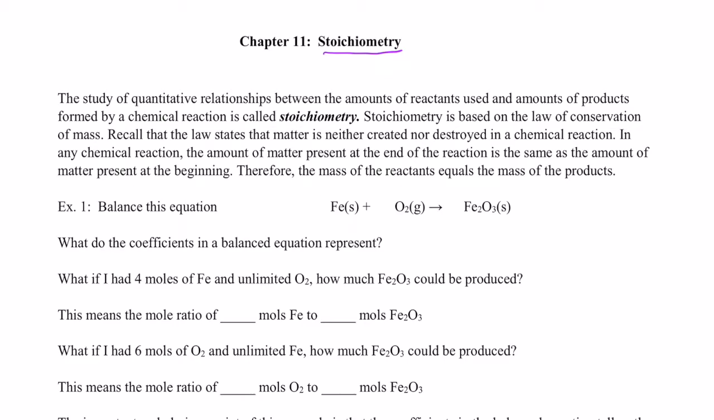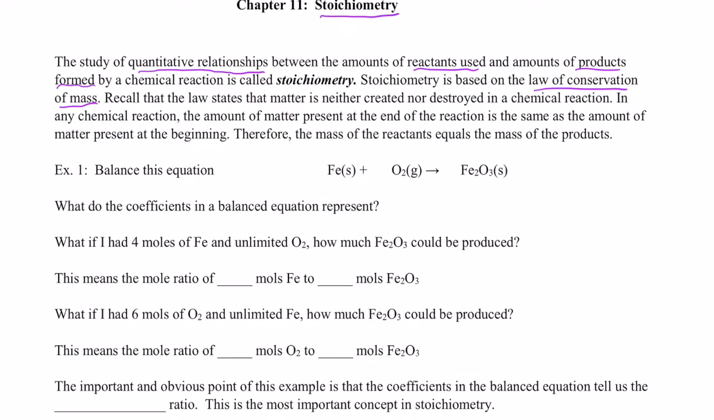So we're going to study quantitative relationships between the amounts of reactants used and the amounts of products that are formed. That's called stoichiometry. Like I said, it's based on the law of conservation of mass. Recall, the law states that matter is neither created nor destroyed in a chemical reaction. In any chemical reaction, the amount of matter present at the end of the reaction is identical to the amount of matter present at the beginning. Therefore, the mass of the reactants equals the mass of products. That's a fundamental concept, kiddos, that you should already understand.